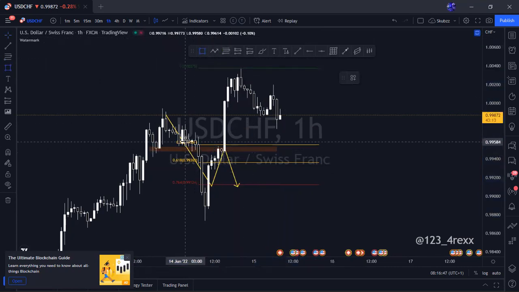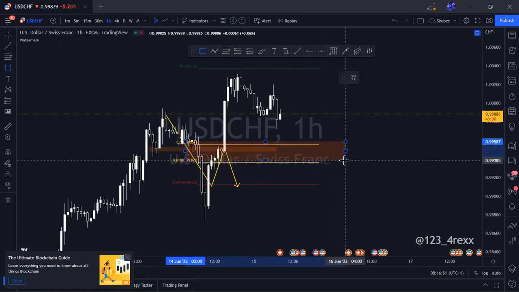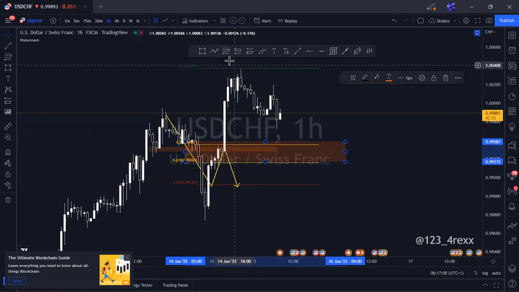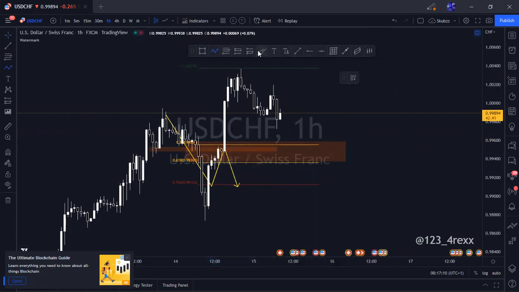So man, this is not a pair I trade, so I won't be vouching for it, yeah? But what I can say is watch out for price around that area. If you see a reaction there, if you see a bullish signal to enter, then fine, you can take a buy from there. That's basically all I have to say about it. And if you take a buy from there, you can target the highs. You can target this high here.